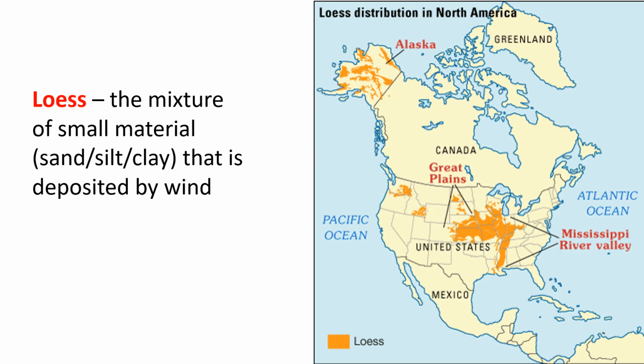Now, Loess. Loess is a fancy name. Loess is not just a sand dune. Loess is the mixture of any small material, it could be sand, silt, or clay, that is deposited by the wind. So we think of sand dunes very obviously being made by wind, but if wind can blow sand around, it can certainly blow silt and clay. And it has. In the middle part of our country, we have huge, what's called Loess deposits. The ground there is primarily made up of this really fine material that the wind blew there and dropped off.